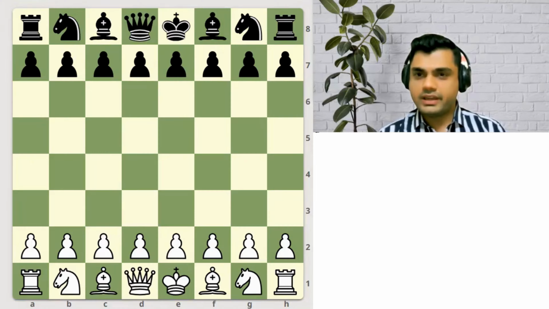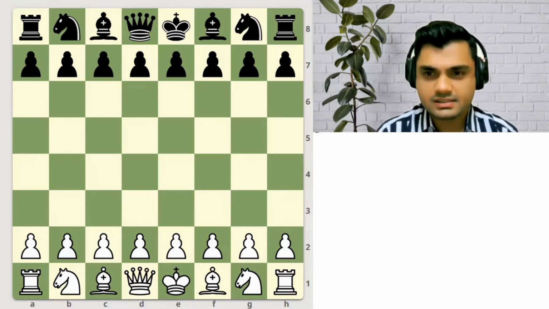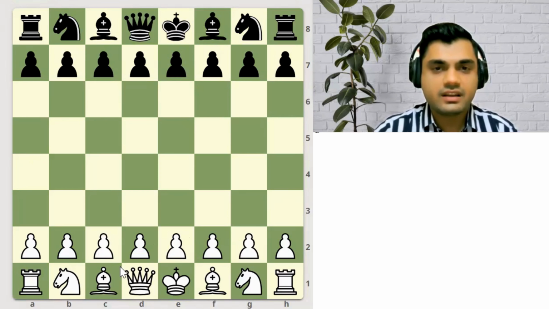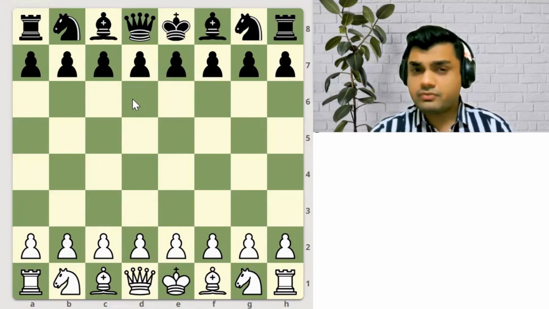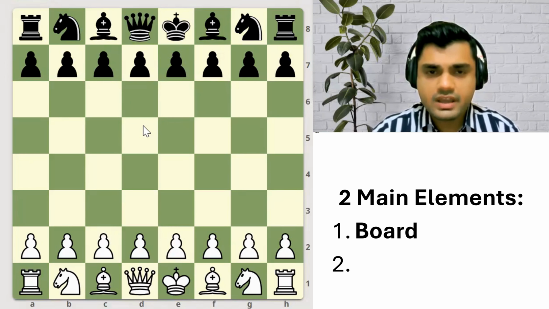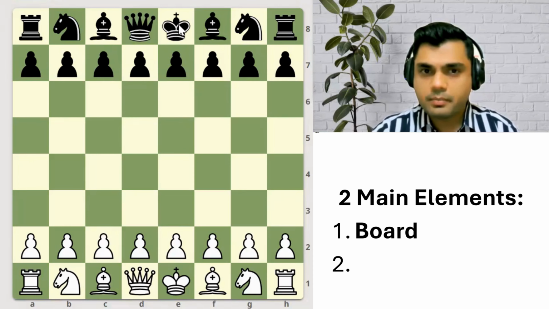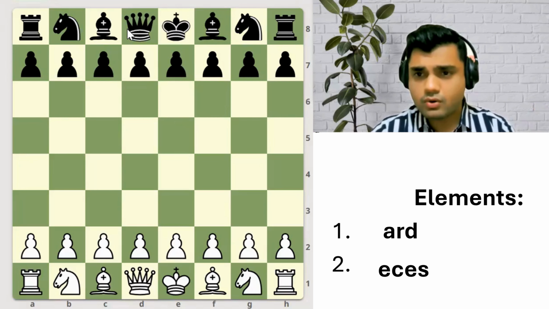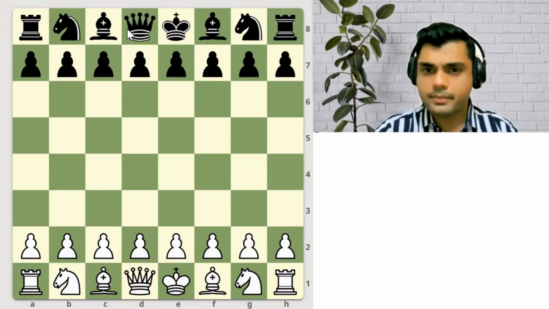Okay, so today let's learn about chess. Chess is a two players game where one player plays with the white pieces and another plays with the black pieces. The game of chess has two main elements. The first one is a chessboard and another one is pieces. Now we will first learn everything about the board and then we will move on to the pieces.